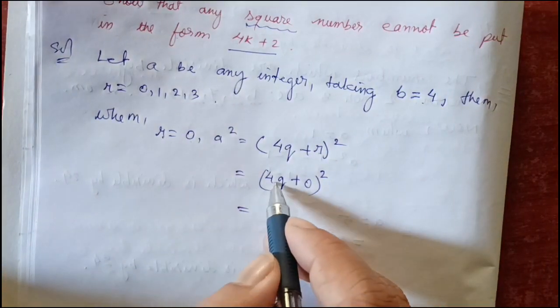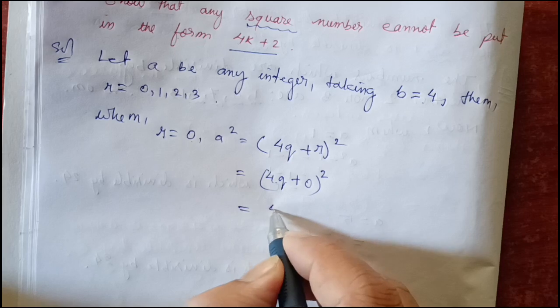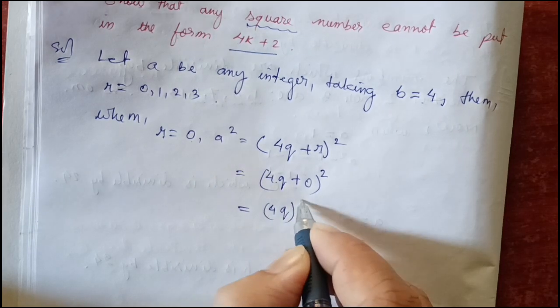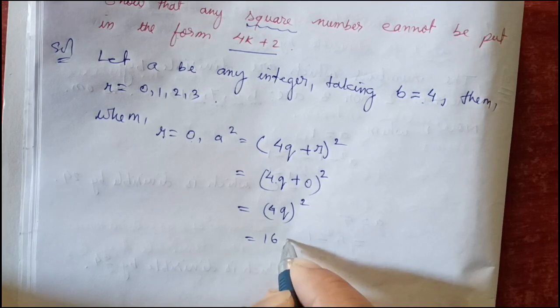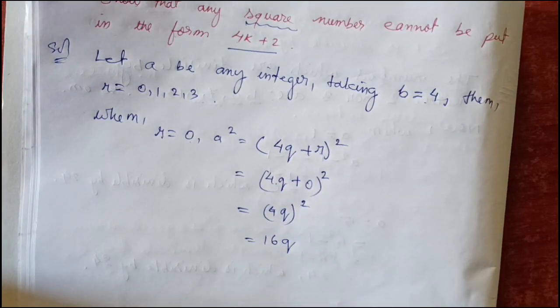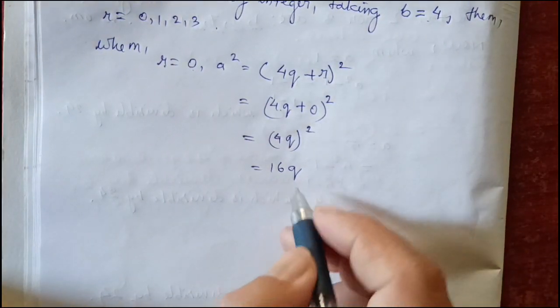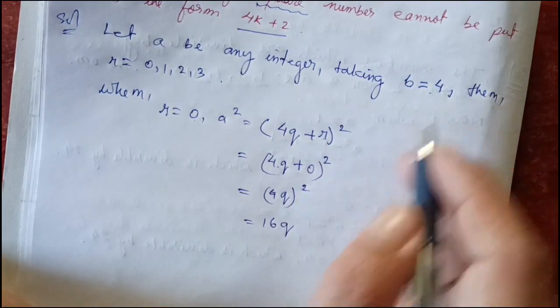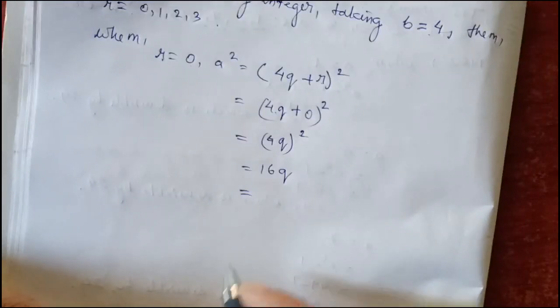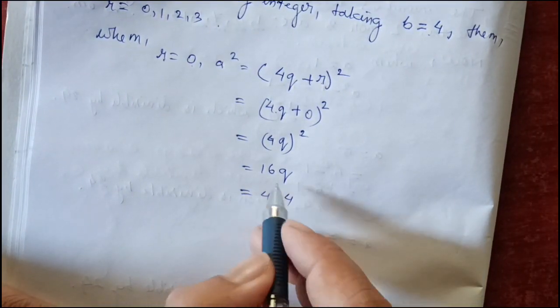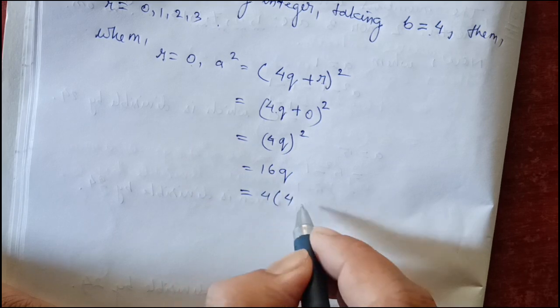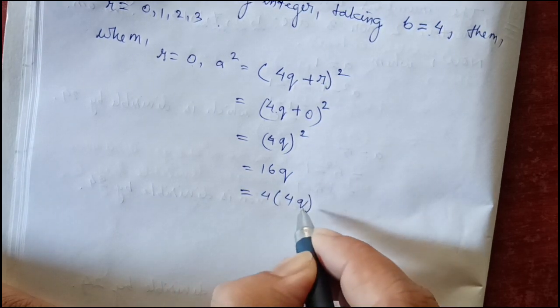Okay. So 4q into 0 is still 4q. Alright. Then 4 square is 16q. Understand? Okay then. So here the number is 4. So now let us take the common 4. 4 fours are 16, then 6q.